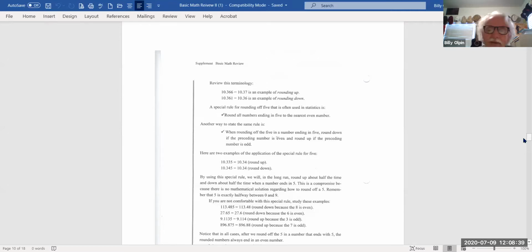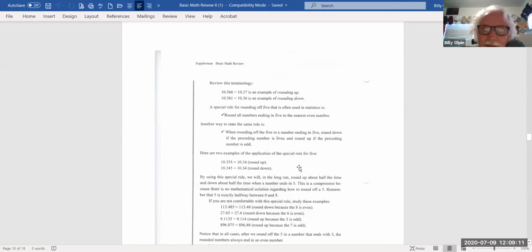5, however, you're going to work in 2 different ways. So if the number preceding the 5 is odd, as in this case, 0.335, that 3 is the odd number, you round up. All right, so it becomes 0.34. If the number preceding the 5 is even, you round down. So the answer becomes 0.34.